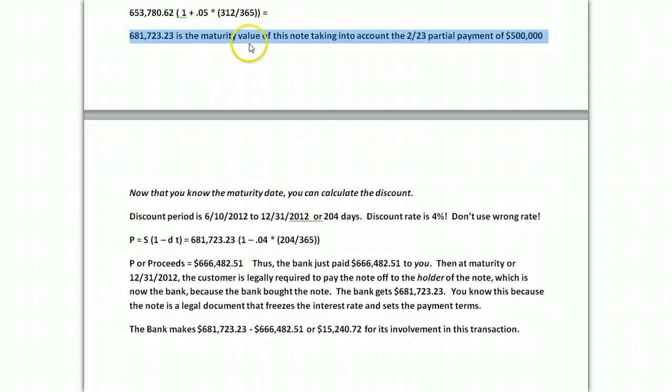And for holding that note from June 10th to the end of the year, for 6 months, the bank made $15,240.72. That's pretty good. That's a simple discount. Now, I could ask questions like, how much interest rate of return did the bank make for holding that note? And in fact, let me type that up. I think that's important for you to know.